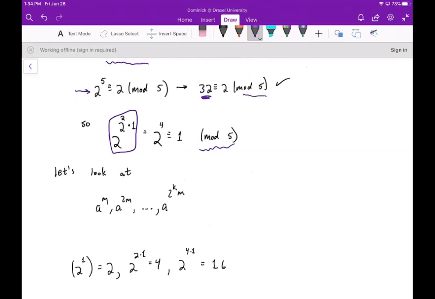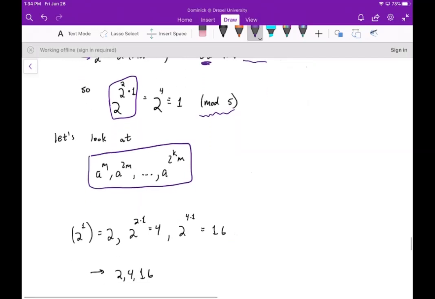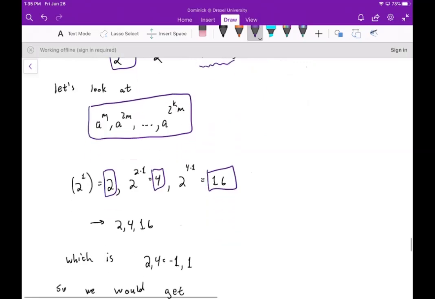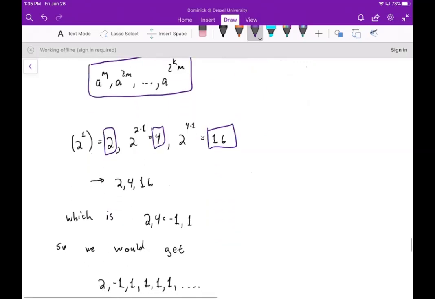So now let's look at the sequence of a^n all the way up to a^(2^k times m). Well, again, remember that m is 1, so we're just multiplying essentially the powers of 2. And of course, here our sequence only has 3 terms. We only have 2, 4, and 16, right? So of course we have 2, 4, 16.